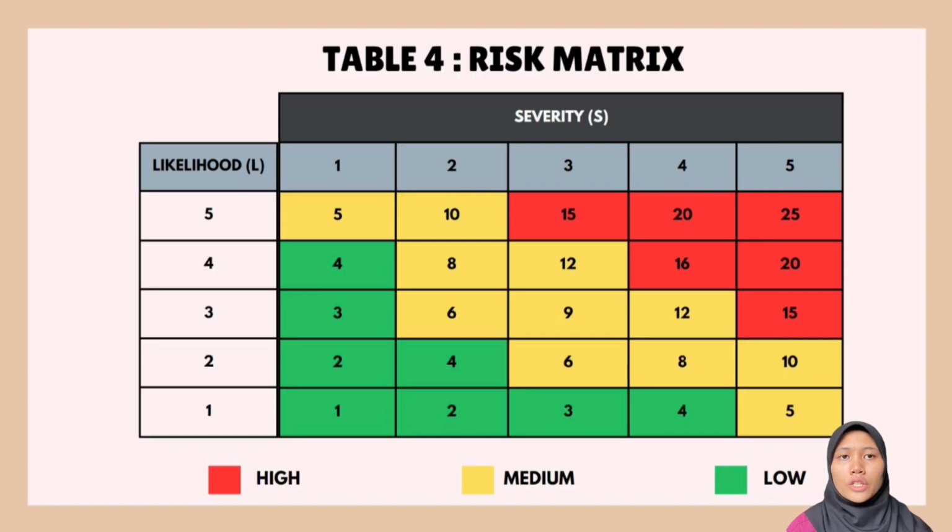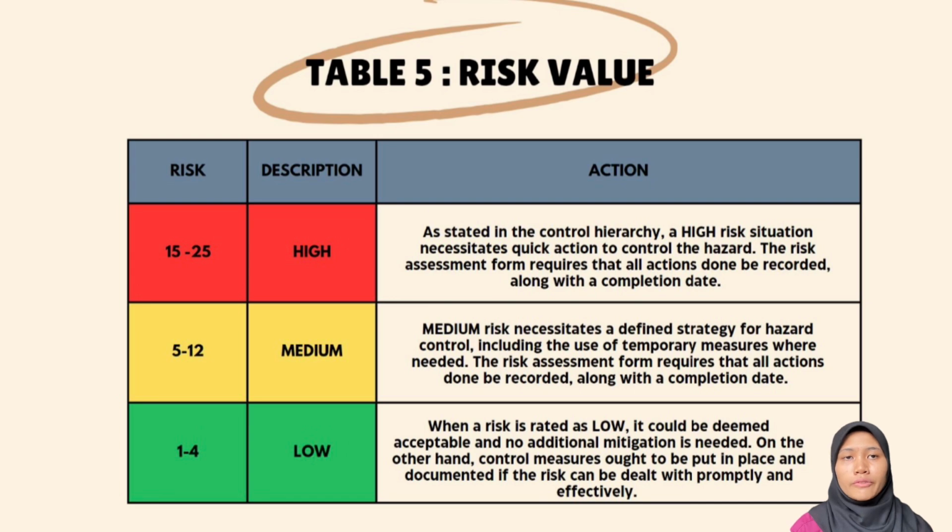For table 4, which is risk matrix, we can see that we have the likelihood and severity on the upper and the side. Next, we move on to table 5, which is risk value. For the risk value between 15 to 25, which is high, as stated in the control hierarchy, a high-risk situation necessitates quick action to control the hazard. The risk assessment form requires that all actions done be recorded along with a completion date.